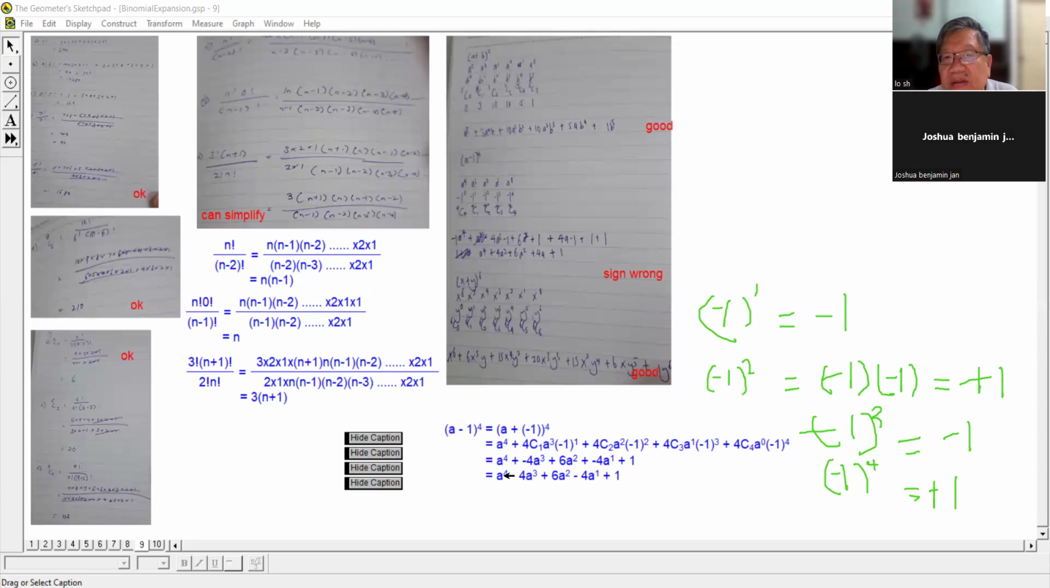The first one is always positive because the A is always positive. So the first term is always positive. The second term, whether it's positive or negative, depends on the sign inside the bracket. If the sign inside the bracket is negative, then the terms will be positive, negative, positive, negative. If the sign inside the bracket is positive, then all of them will be positive.